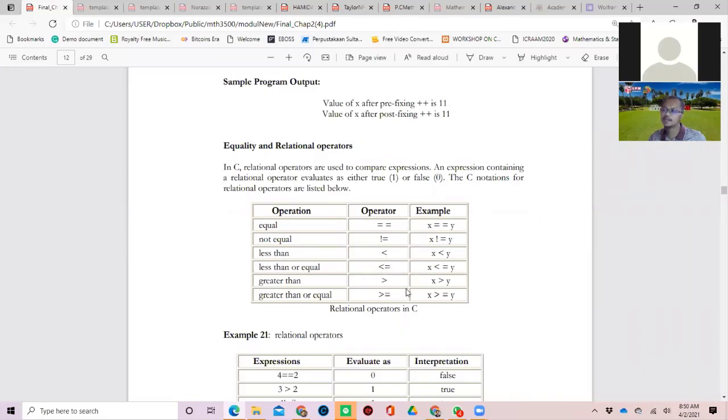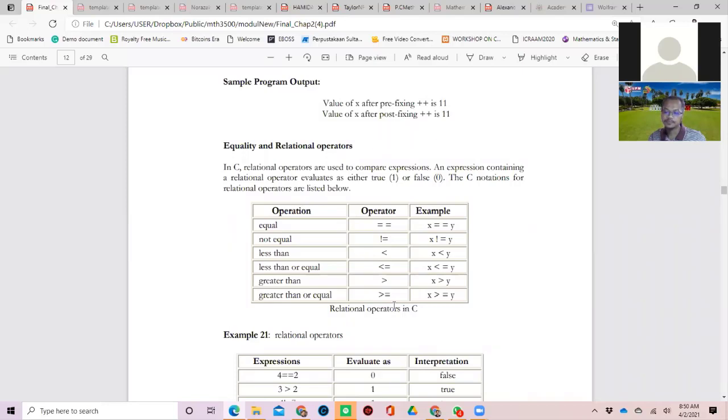So in C, there is no single equal symbol like normal mathematics. There is no less-than-or-equal symbol on the keyboard like the normal notation. So in C, how to write less than or equal? Less, followed by equal. Here is an example. And then greater than, and then greater than or equal, greater followed by equal.